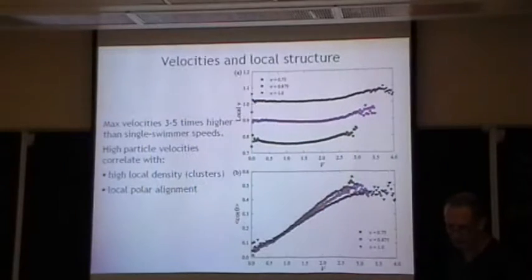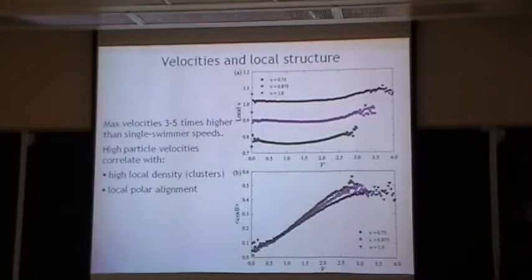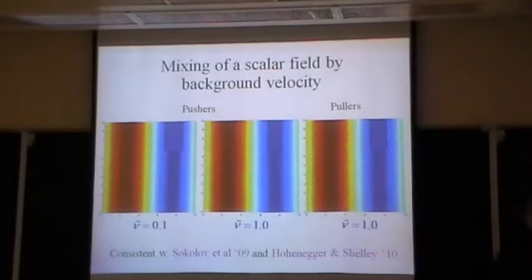Now, the other thing that's interesting is actually the maximum velocities that we see for swimmers, 3 to 5 times bigger than the single swimmer speed. So these are the speeds of these jets. And it's getting into the range that they see in the experiments. Okay, now you'll like this. This is even better than what's on the t-shirts.